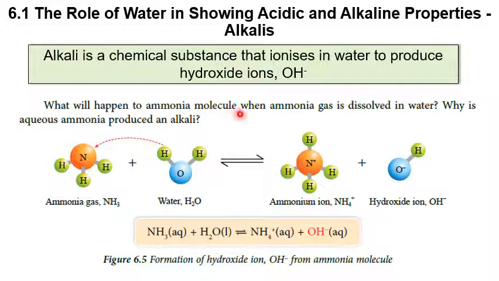What will happen to an ammonia molecule when ammonia gas is dissolved in water? Why does aqueous ammonia produce an alkali? This is the formation of hydroxide ion from ammonia molecule. It dissolves in water and produces ammonium ion and hydroxide ion, so it is an alkali. The reaction is also called ionization, because simple molecules of ammonia and water react to form ions.